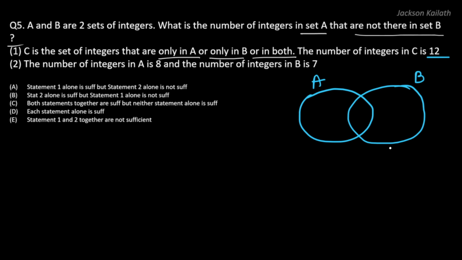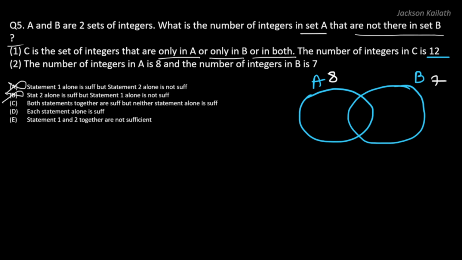All right. Now with this information, are we able to find the number of integers in set A that are not there in set B, which is only this part over here? We cannot, right? So definitely statement 1 alone is not sufficient. Now what about statement 2 alone? It says the number of integers in set A is 8 and the number of integers in set B is 7. Again, using only this information, we cannot find the number of integers that are there only in A and not in B, right? So that would be this part. We have no clue about the intersection area over here as per statement 2 alone. So definitely statement 2 alone is also not sufficient.